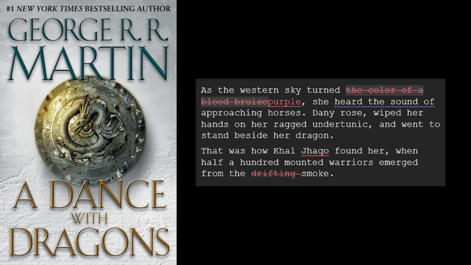Just at the end there, the color of a blood bruise thing isn't necessarily a mistake. It's just an overused metaphor in his books. It's one of his Georgisms. There's nothing wrong with saying purple or a synonym for purple. You don't have to use a metaphor for the color of the sky.